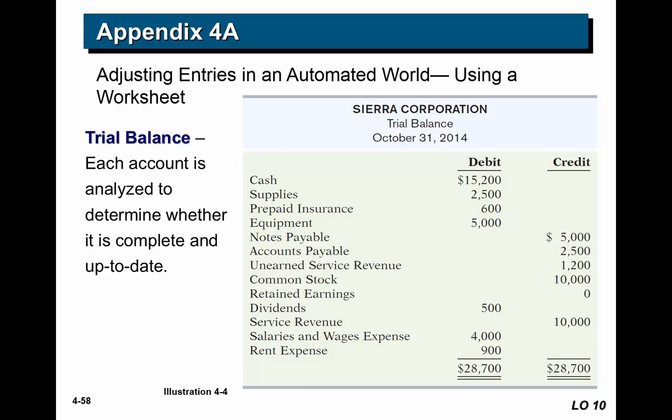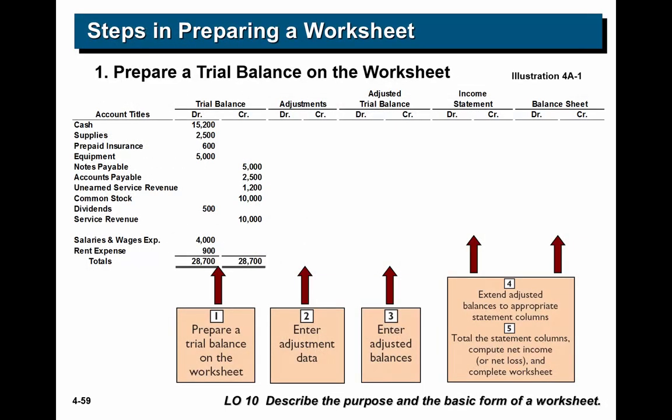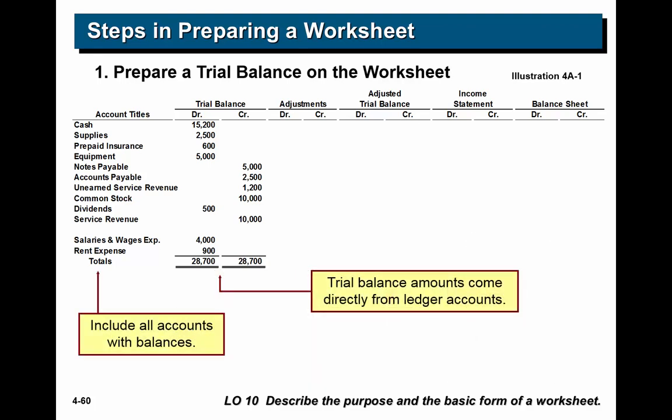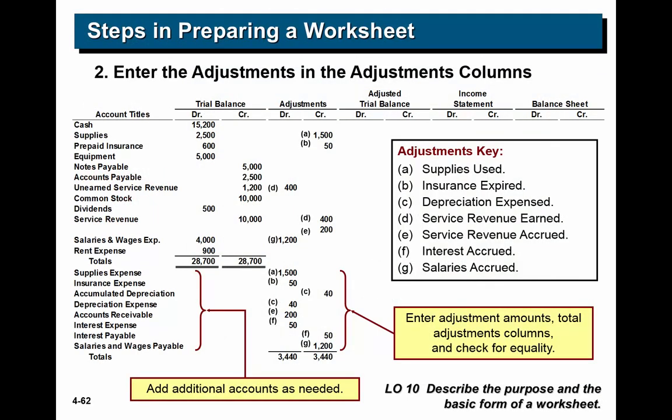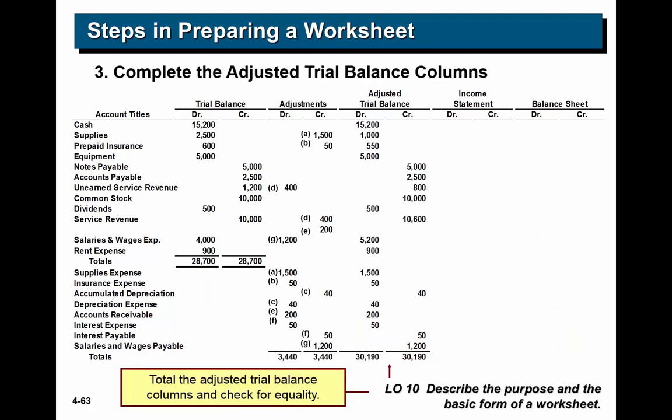All right, and then there's a little appendix here, which I'll go through quickly. Sometimes we use something called a worksheet to figure out all of this stuff I just took you through. It starts with a trial balance. That's the first columns of the worksheet. And then we figure out our adjustments and we just put them in a second column. So there's all the adjustments. Again, this is the information we just did. Then we can use those adjustments to figure out the adjusted trial balance.